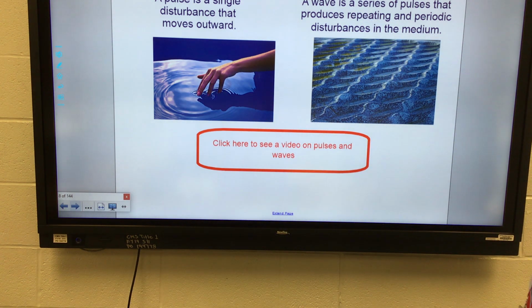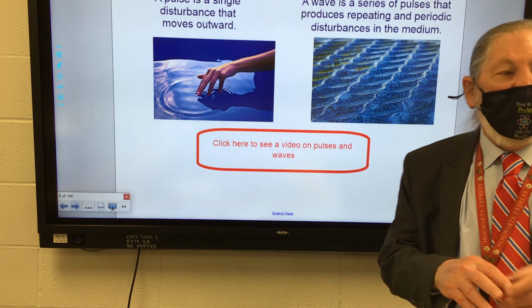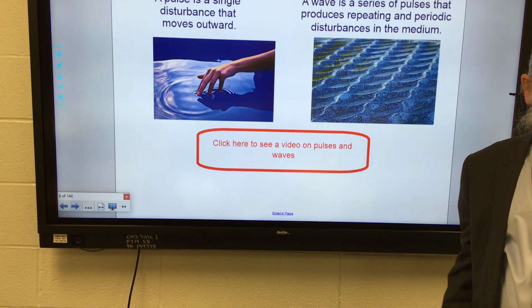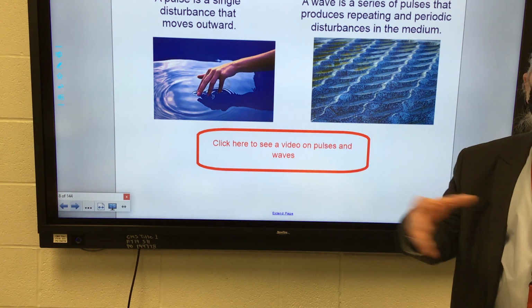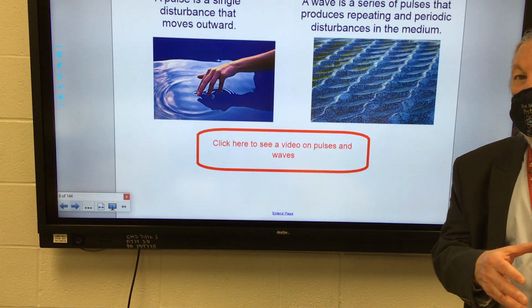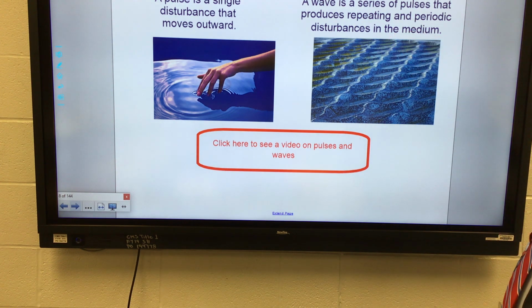So let's look at pulses versus a wave. A pulse is a single disturbance that moves outward. You just stick your finger in the water, or you can do this even in a sink of water. Just put your finger in there and the waves are gonna start to spread out, right? And then they're gonna stop. It's gonna go back to its equilibrium position or rest. However, a wave itself is a series of pulses that produces repeating and periodic disturbances in the medium.